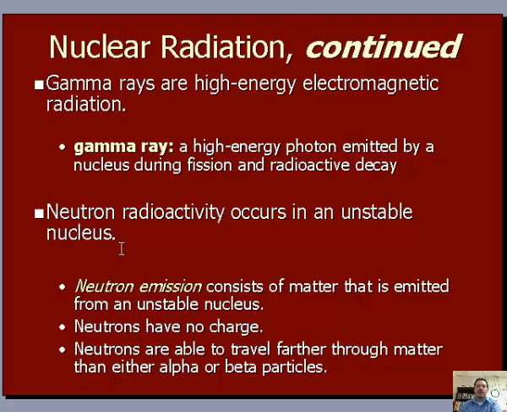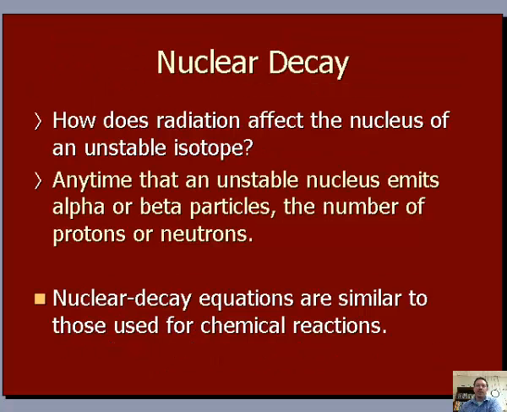Neutron radioactivity occurs in an unstable nucleus. So neutron emission consists of matter that is emitted from an unstable nucleus. Neutrons don't have a charge. Neutrons are able to travel farther through matter than either alpha or beta particles, so able to penetrate more deeply is another way to think of that. Nuclear decay. So how does radiation affect the nucleus of an unstable isotope? Anytime that an unstable nucleus emits alpha or beta particles, the number of protons or neutrons is affected.